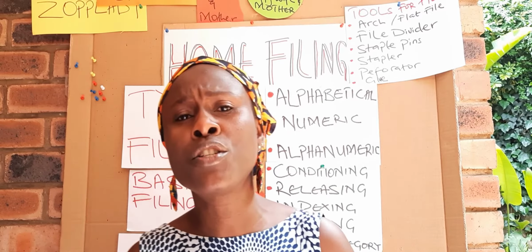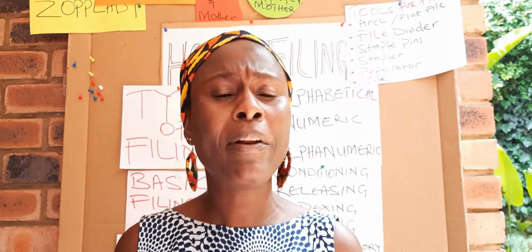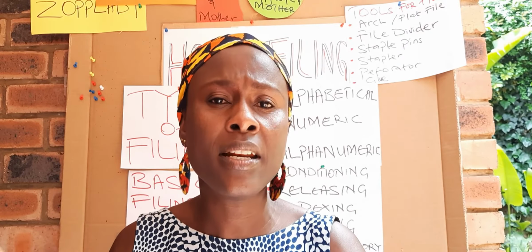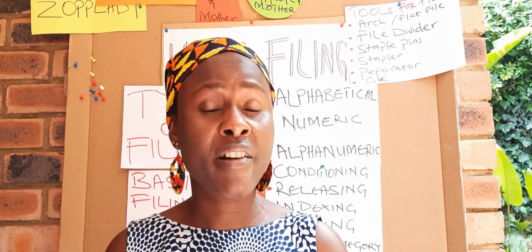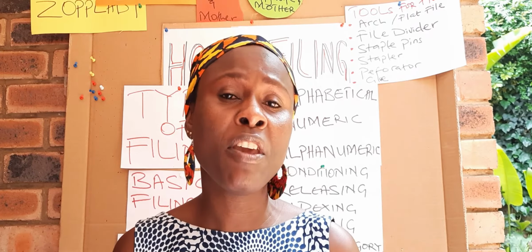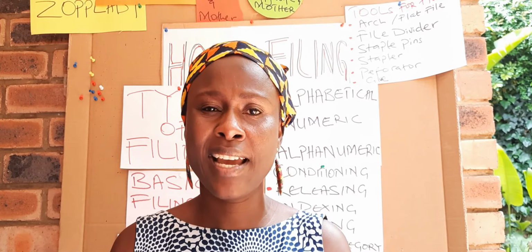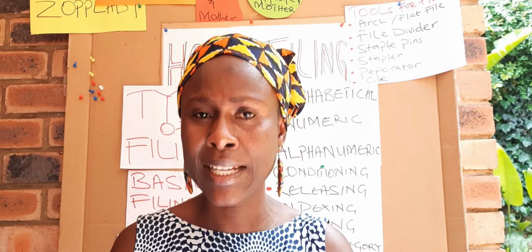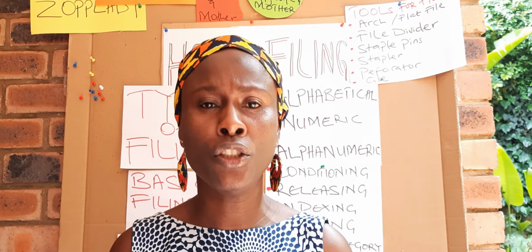Then we go on to the numeric. Numeric is just talking about labeling your file according to 1, 2, 3, 4, 5. Here it's also very simple. Maybe if you have 3 children, you have firstborn, secondborn, and thirdborn. Then you write first, second, third. So this is a way of filing your document.